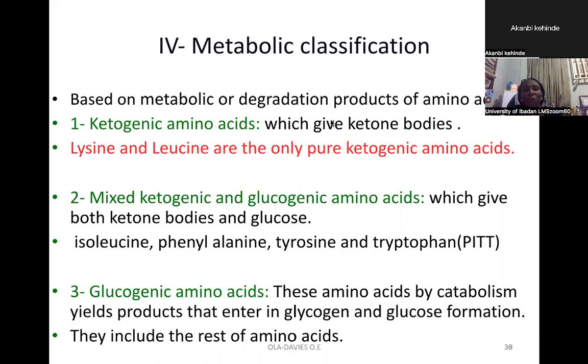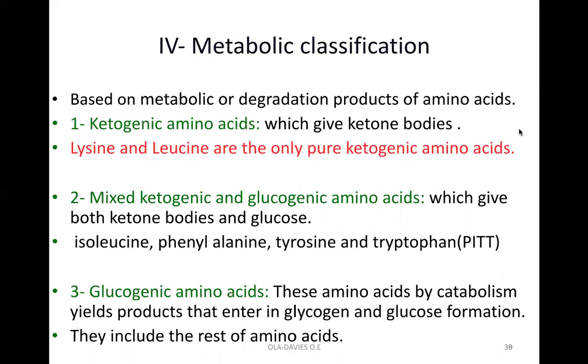Based on metabolic or degradation products of amino acids, the first shows that it will be ketogenic amino acid. These are amino acids that give ketone bodies as metabolic end products. An example of those are lysine and leucine, and these are the only pure ketogenic amino acid. I believe that is a point that we need to take note of. They are the purely ketogenic amino acid.